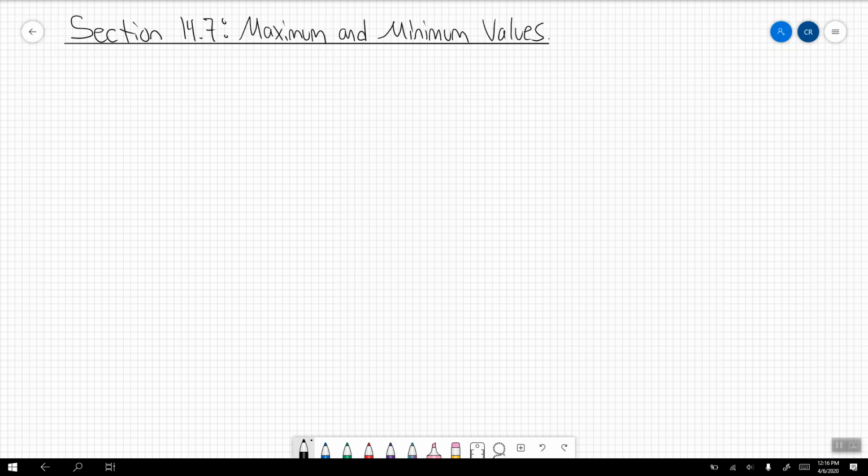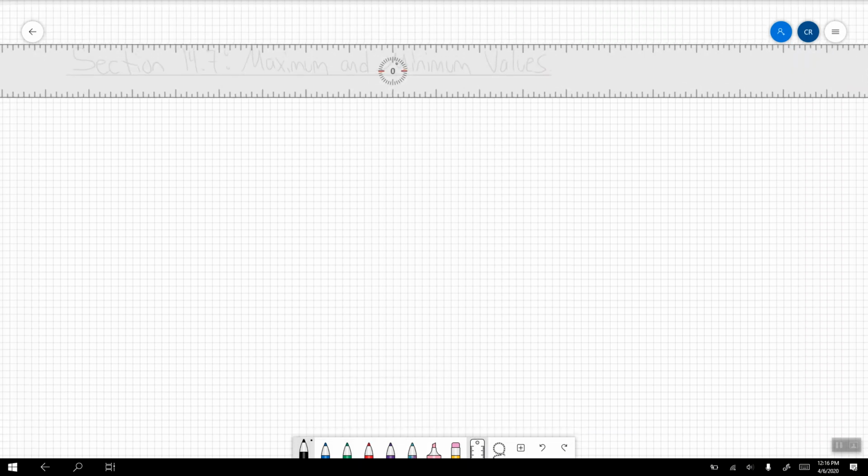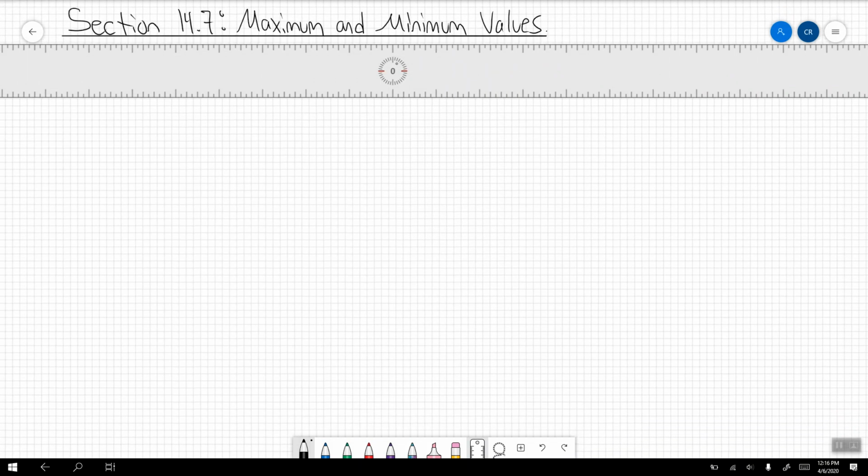Alright everybody, welcome to section 14.7. We're going to be talking about maximum and minimum values for these multivariable functions. Now, I'm going to recall your attention back to Calc 1. Back in Calc 1, we were trying to identify some of these maximum and minimum values for these different functions.